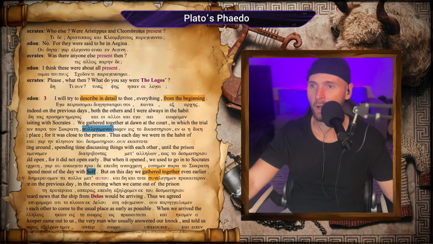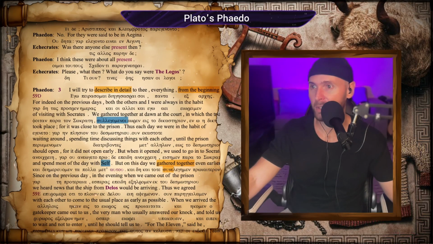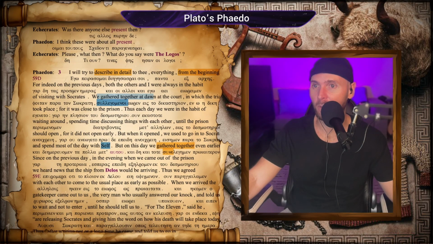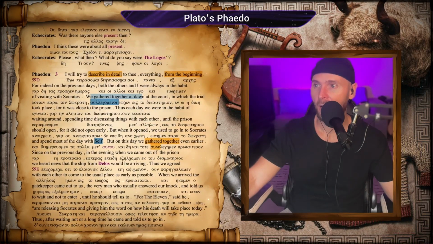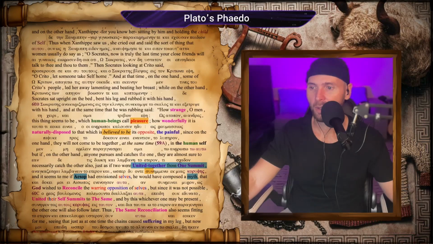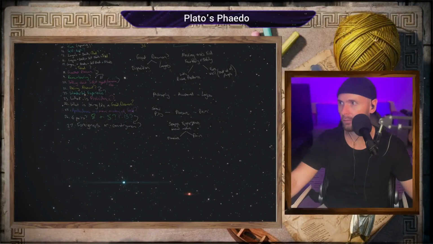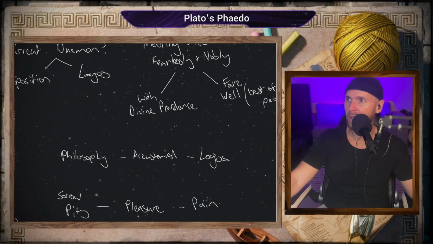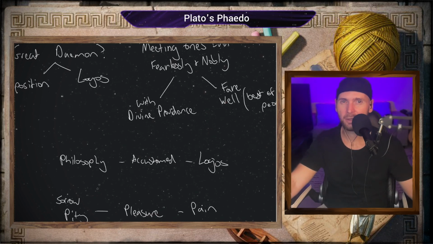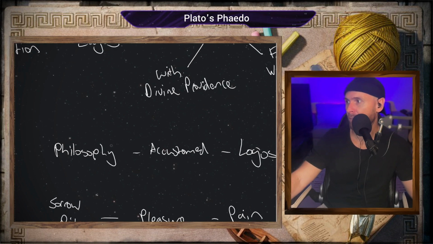So, on that note, we see this next part begins. We gathered together at the dawn of the court of the trial which took place, which we were in the habit of doing. So they meet up at the same time, they gather together. They're accustomed to do it. We saw that over here, right? This strange feeling that is kind of different from normal pleasure and pains, or fears, or sorrows, or pities.